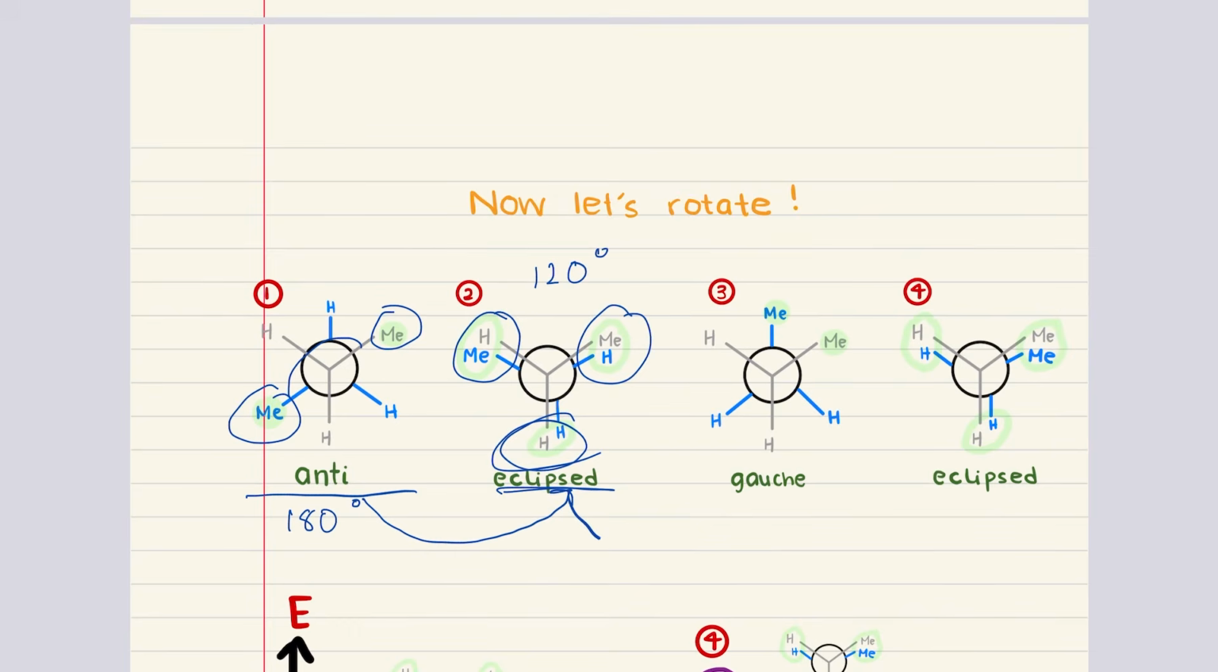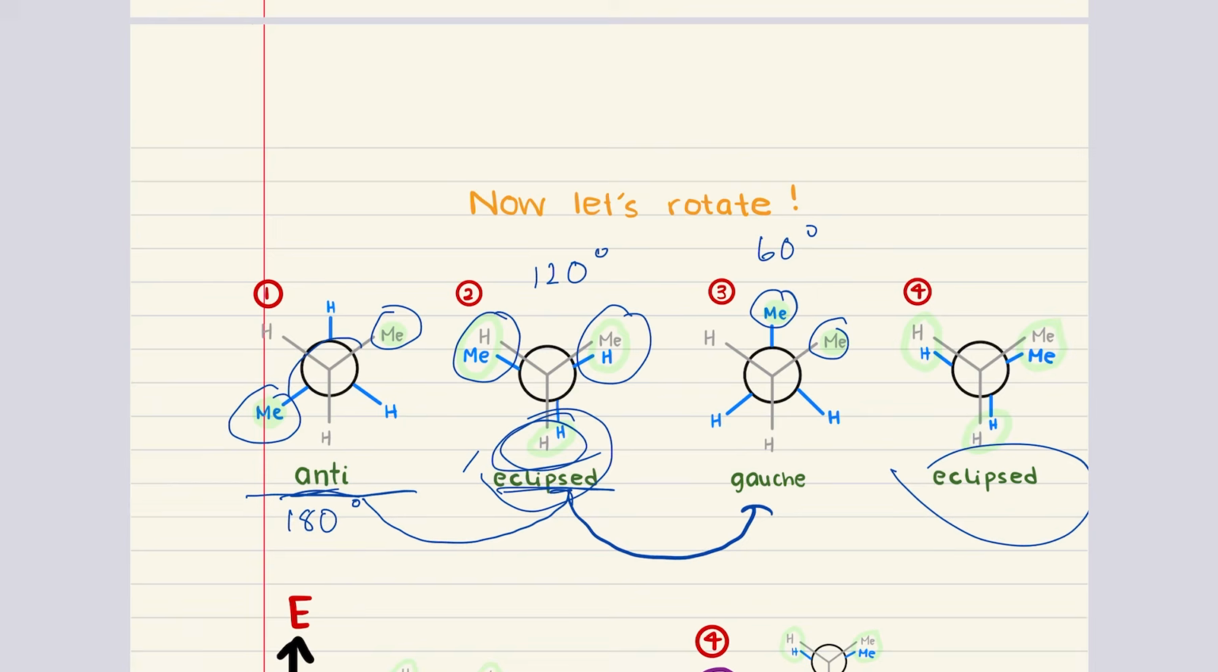Rotating this eclipsed conformation by another 60 degrees brings the molecule into the gauche conformation. For the gauche conformation, the dihedral angle is 60 degrees, and the methyl groups are no longer opposite, but they're actually positioned next to each other. While this eliminates direct overlap, the proximity of the bulky methyl groups does create some steric strain, and that makes this conformation higher in energy than the anti-conformation, but lower in energy than either of the eclipsed conformations.